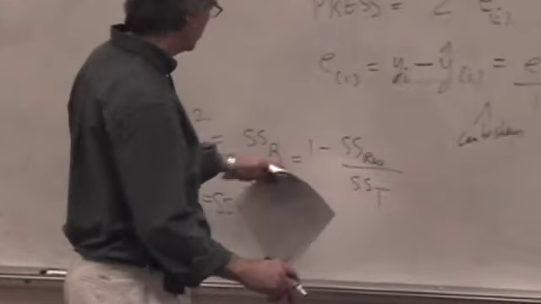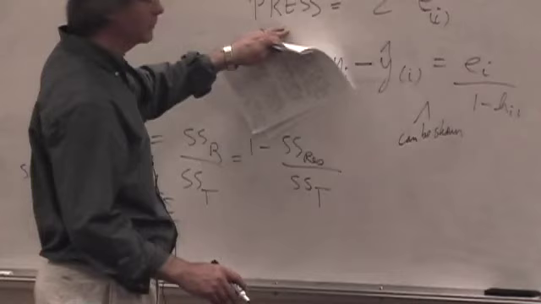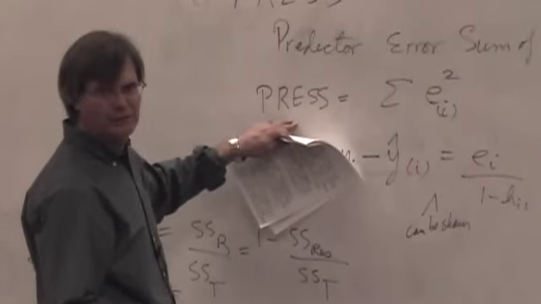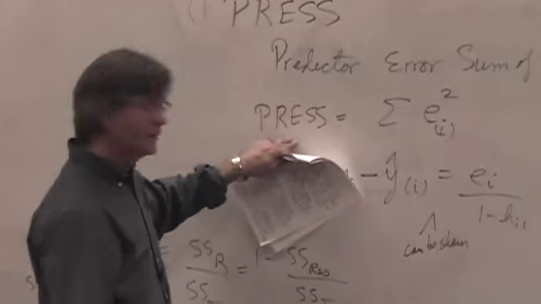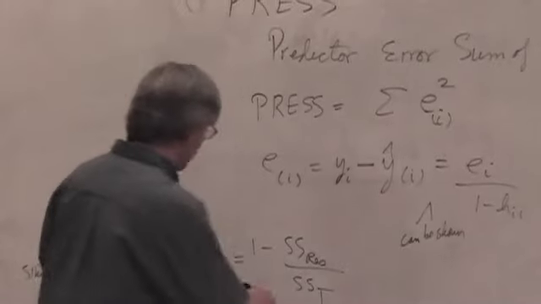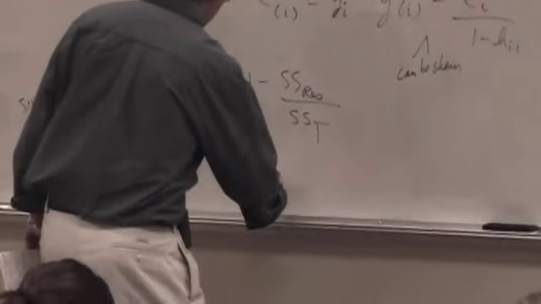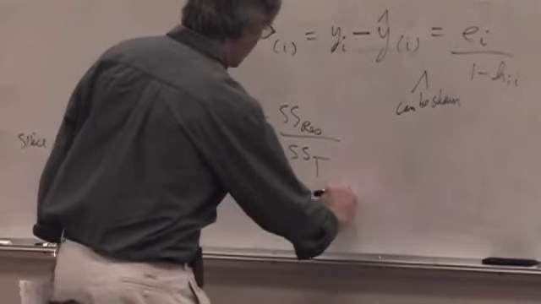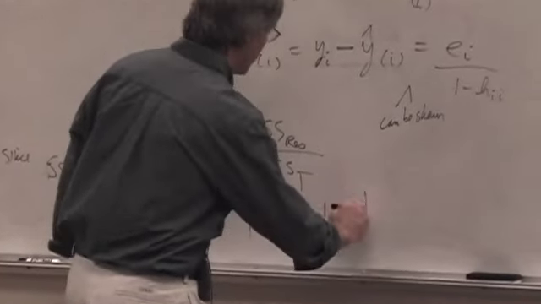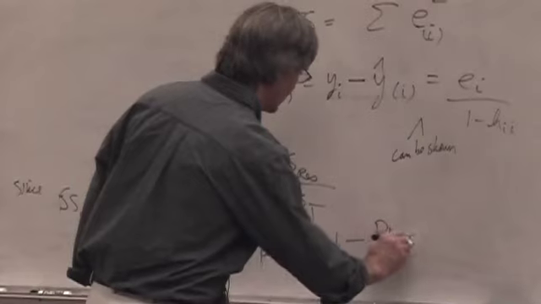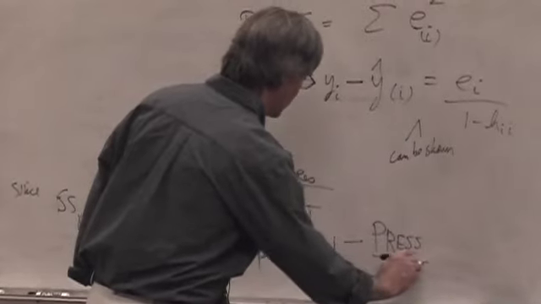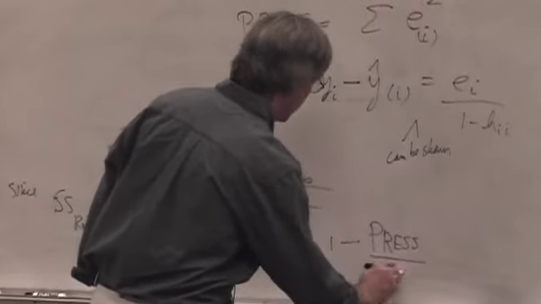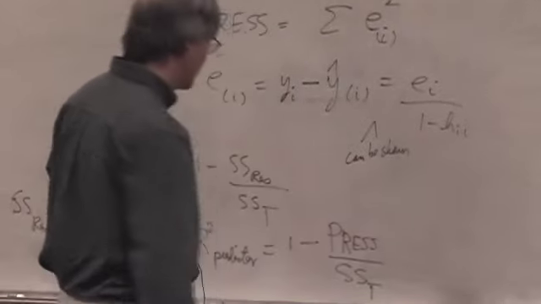And now what I'm going to do is replace SS res by this PRESS error sum of squares, right? Because that's the analog. So now R squared for prediction is equal to 1 minus PRESS over SST.